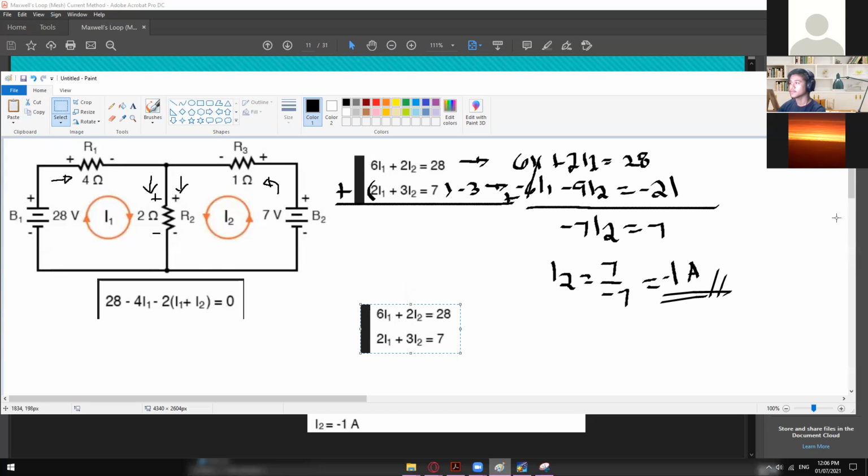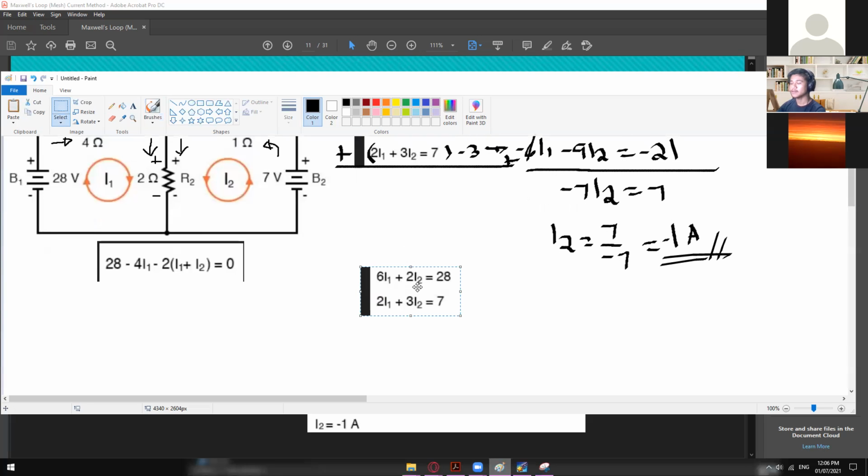I will now eliminate the I sub 2 for us to be able to get the value of I1. So in here, I have to multiply this one by 3 and this one by negative 2. Okay, then let's try to solve this one.